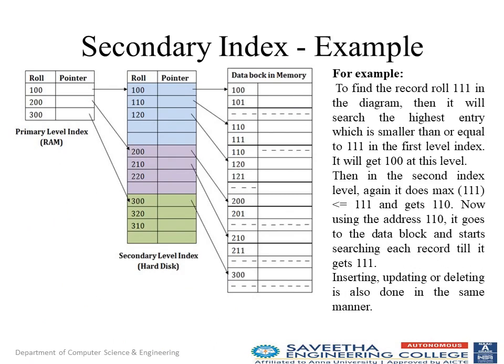To find the record with roll number 111 in the diagram, it will search for the highest entry which is smaller than or equal to 111 in the first level index, that means 100. Then it will search in the second index level. Again the maximum is 111 and it gets 110. So now, using the address 110, it goes to the data block and starts searching each record till it gets 111. In the same way, inserting, updating and deleting are also done in the same manner.